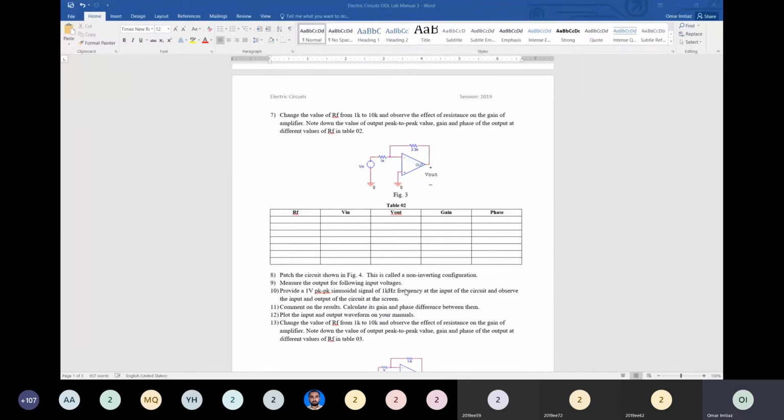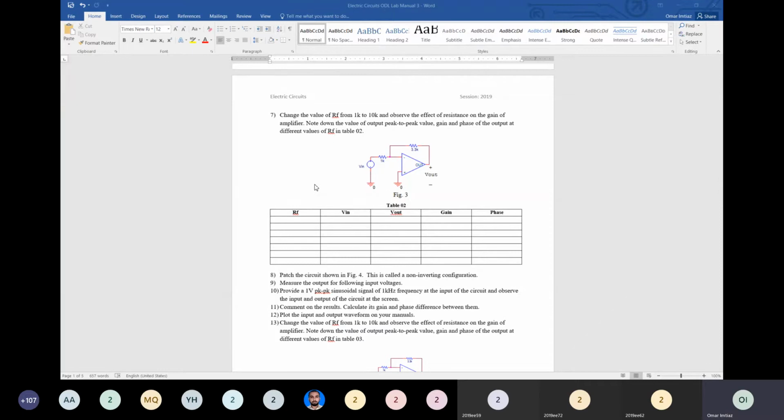Operational amplifier, however, is slightly different. Coming back to the lab experiment, we have circuit number 3, figure 3, in which we have an op-amp being used as an inverting amplifier. When we use it as an inverting amplifier, we ground the positive terminal, the non-inverting terminal, and we apply input to the inverting terminal.